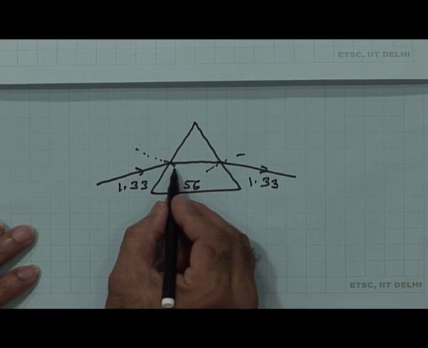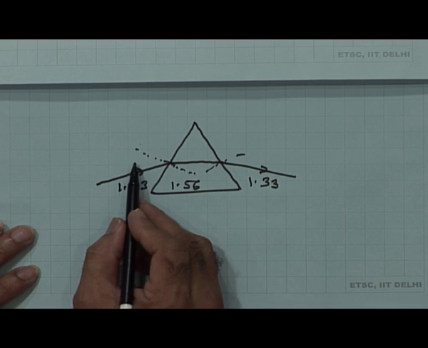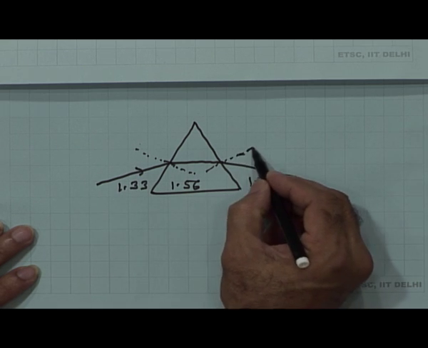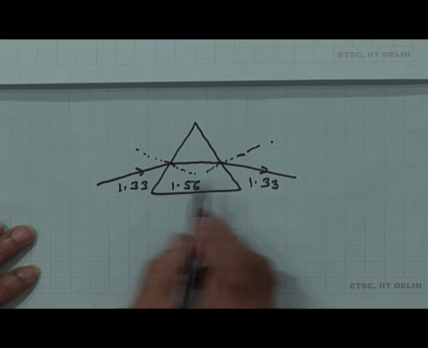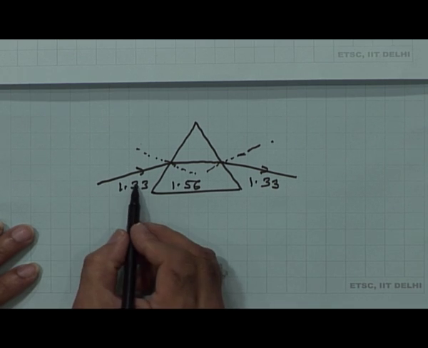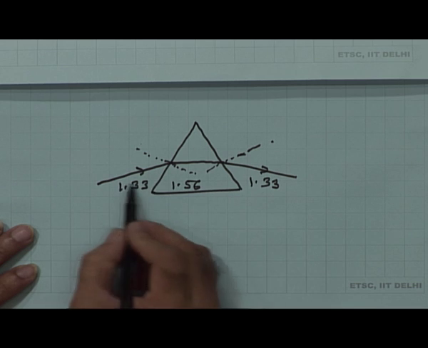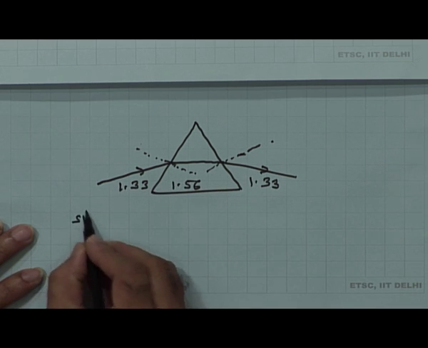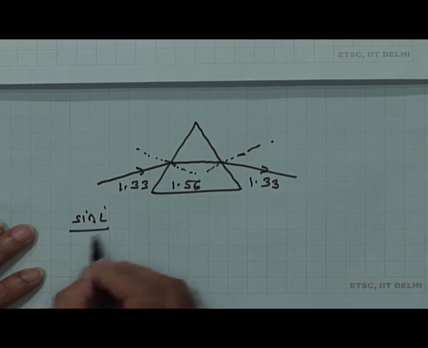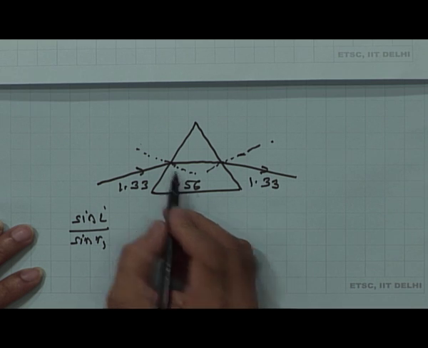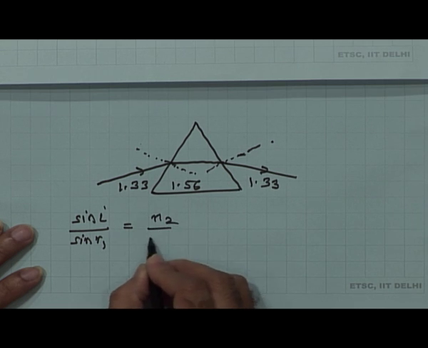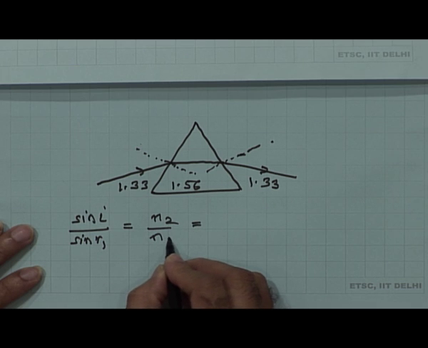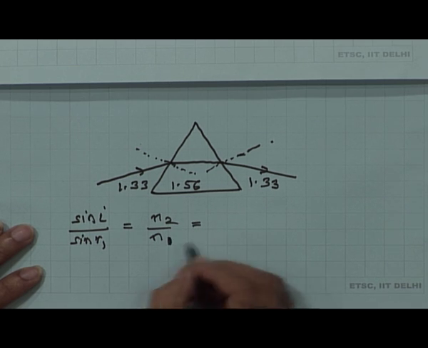So, we can again apply Snell's law, because I is equal to E is the condition which gives us R1 is equal to 30 degree, independent of what the medium is. But if the outside medium is 1.33, Snell's law will be sin I by sin R1, which is equal to n2 by n1.